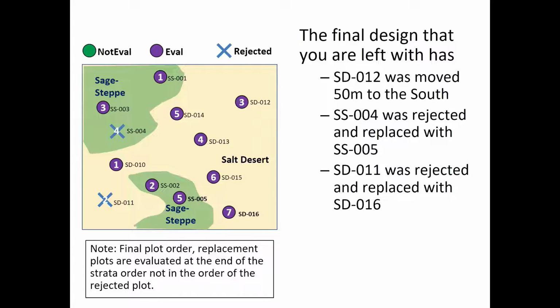For Salt Desert, the order is SD10, SD11, which wasn't rejected, SD12, SD13, SD14, SD15, and finally SD16, which was added to make up for the rejection. In both cases, the new points are only sampled once all the lower number of points in the stratum are sampled.